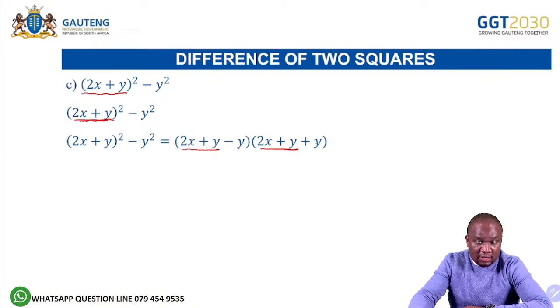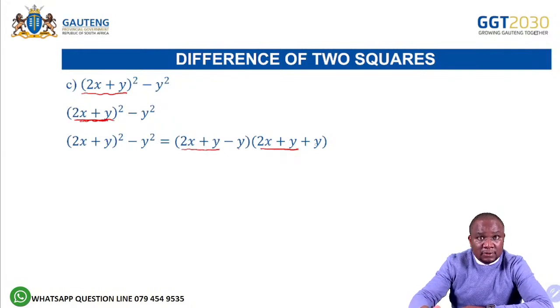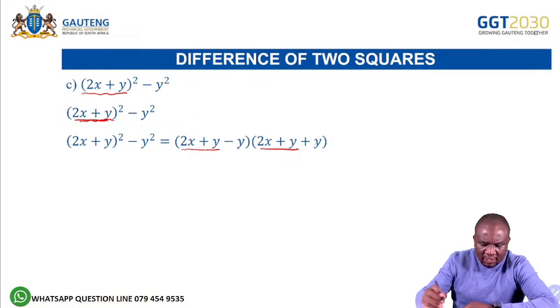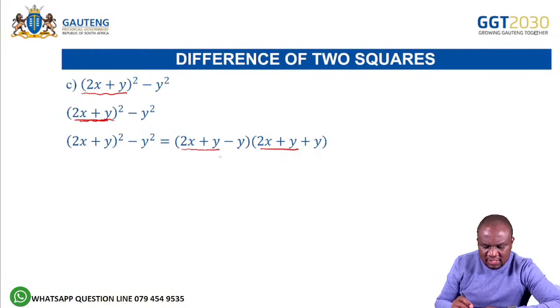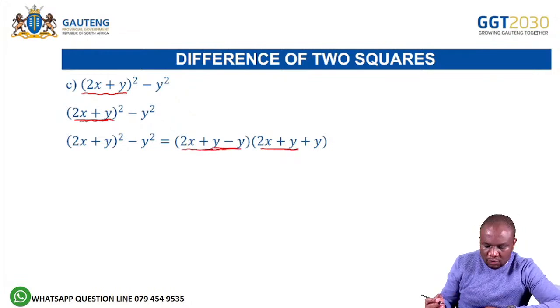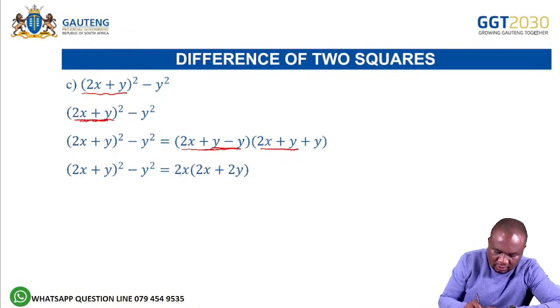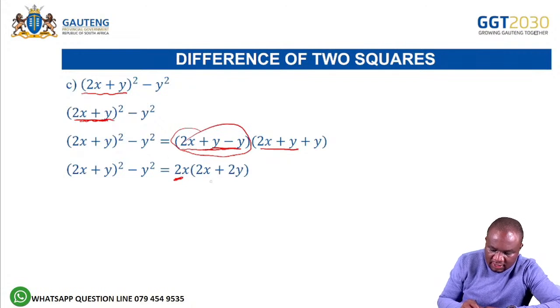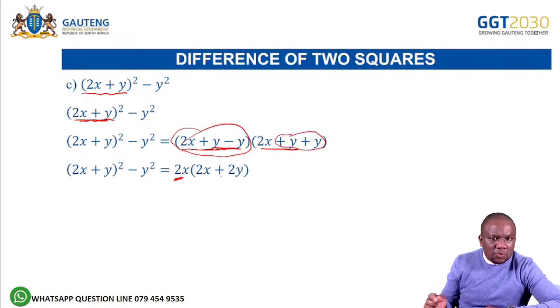Okay, please check. Understand? If you don't understand, please send us your question on 079 454 9535. And then now we can simplify what is inside this square bracket. Positive y minus y is 0, so we remain with this. This whole bracket becomes 2x. So that's why I have 2x and then 2x plus 2y, because positive y plus y there is 2y.